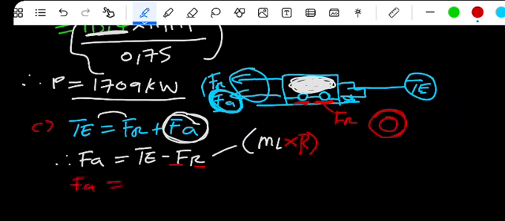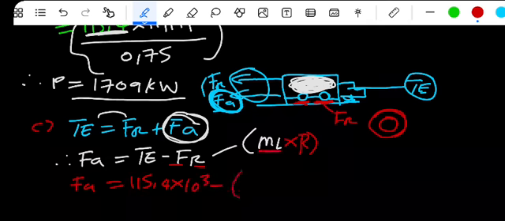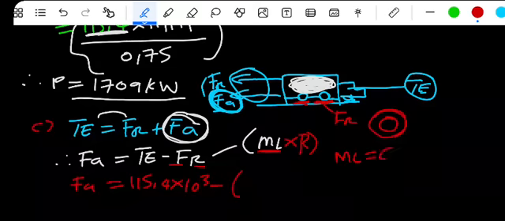TE we calculated on the top. It was 1,1, I still remember, 4, which was in kilonewtons, times 10 to the power of 3, minus. Now the mass of the locomotive, we've been given, it was 60. 60 what? 60 tons.